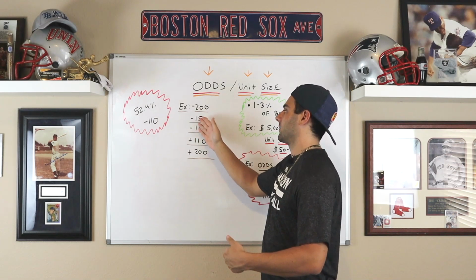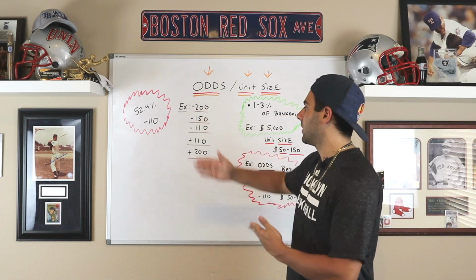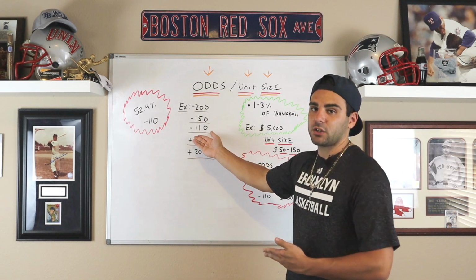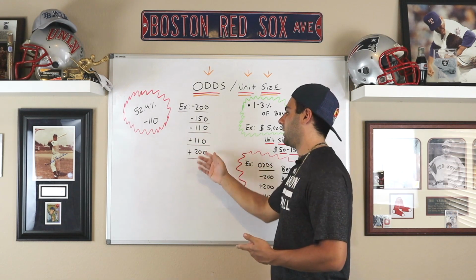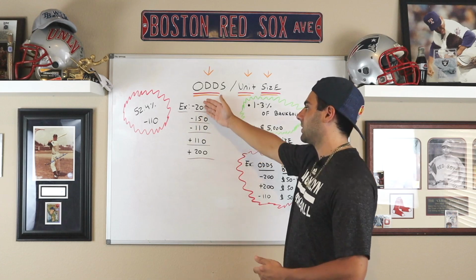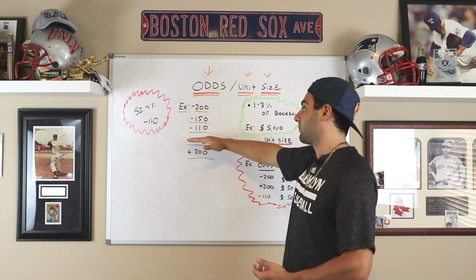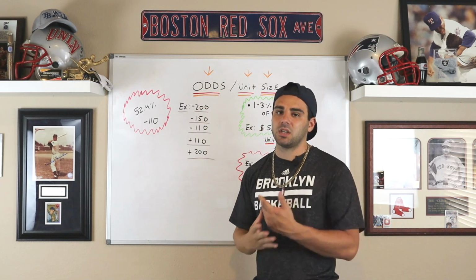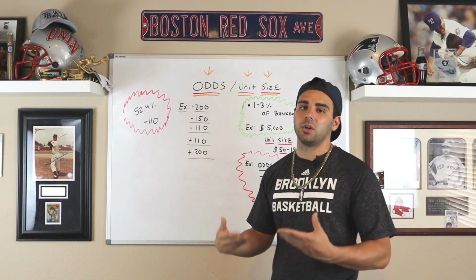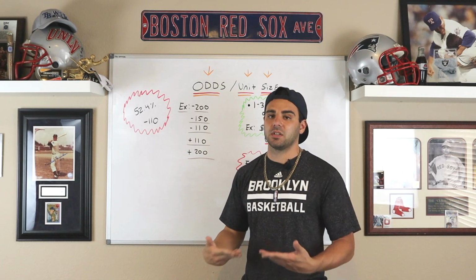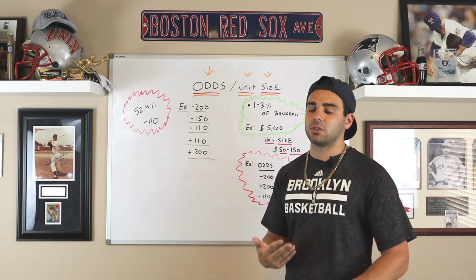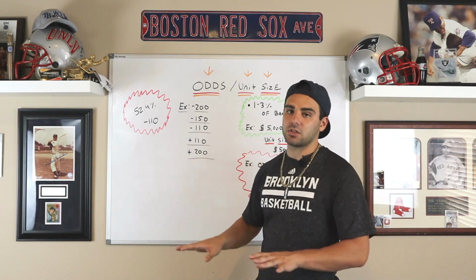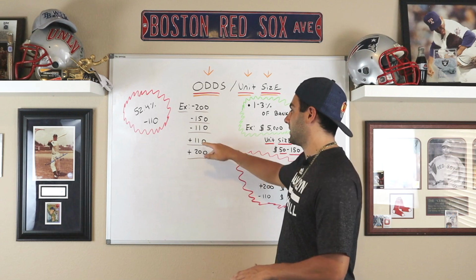First, it's gonna look like this. For an example, you got minus 200, minus 150, your basic minus 110, you got plus 110 and plus 200. All right, so the minuses are obviously your favorites, except for the minus 110. Minus 110 is your basic sports bet of what you're gonna get, your basic odd, which is for your totals, your point spreads, and all that good stuff. When it comes down to money line plays, you're not gonna really see minus 110 much.